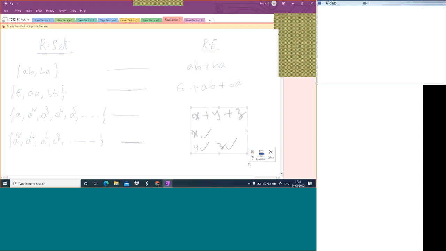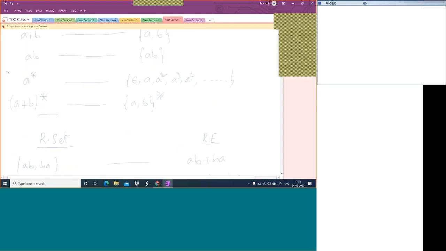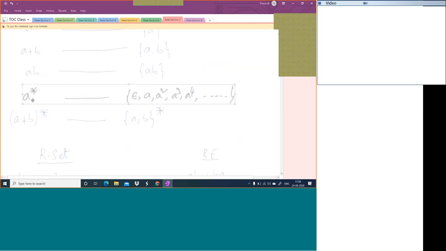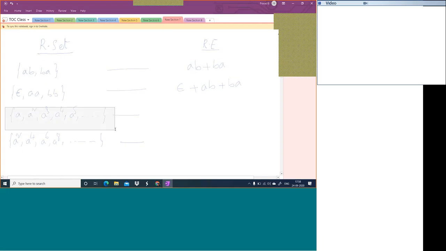Okay? Now, here I have given you A star, which includes epsilon, A square, A cube, and so on. So if I give epsilon, A square, A cube, and so on, you can write it as A star. But here I didn't give you epsilon. Except epsilon, I wrote everything. So this is A plus.